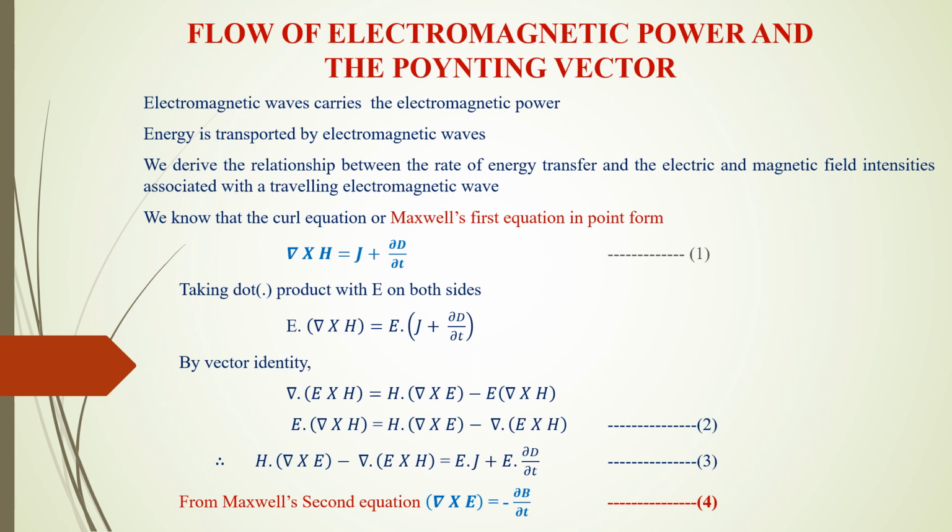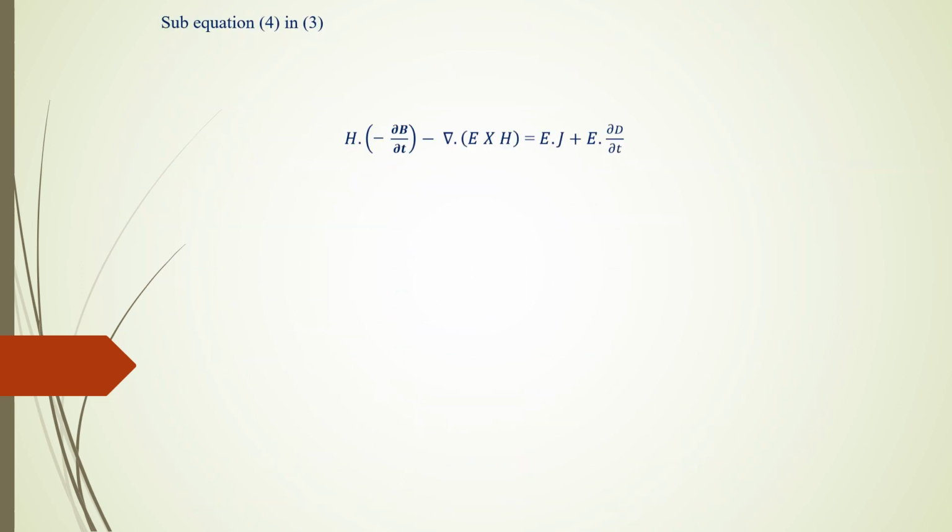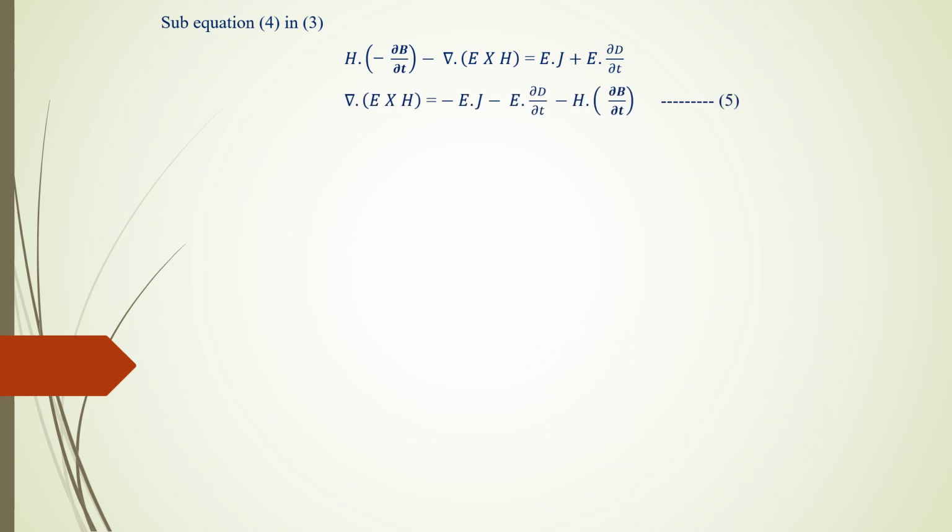Then from Maxwell's equation 2, del cross E equal to minus dou B by dou t. We consider this equation by substituting 4 into 3, so that we get H dot minus dou B by dou t minus del dot E cross H is equal to E dot J plus E dot dou D by dou t.